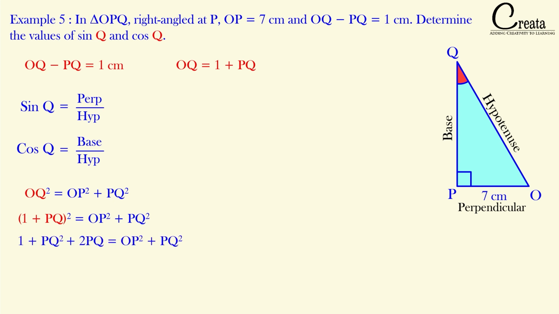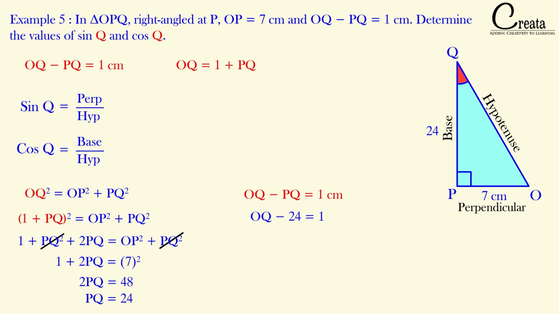Let's open the square. We have used the (A plus B) whole square formula. Here PQ square and PQ square will cancel out. Here in the question, OP is given as 7 centimeter. Let's put the value. On solving, we got PQ is equal to 24. So we got the base for this triangle as 24 centimeter. And OQ minus PQ is given as 1 centimeter. We got PQ as 24, so on putting the value, we got OQ is equal to 25 centimeter. That is the hypotenuse. So we got all the three trigonometric sides of this triangle.